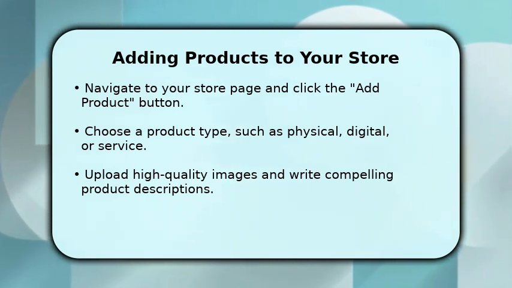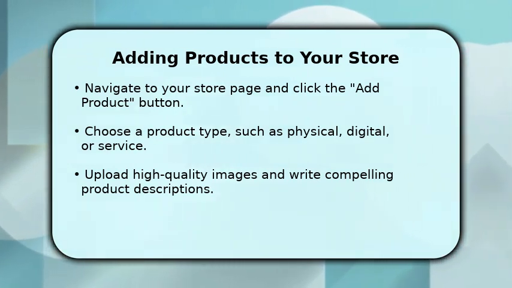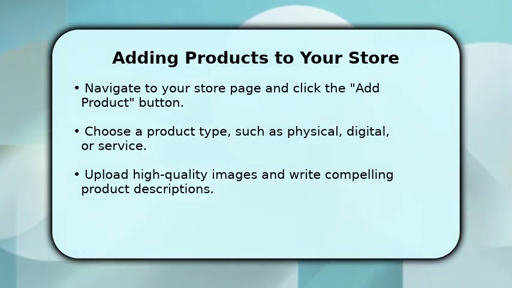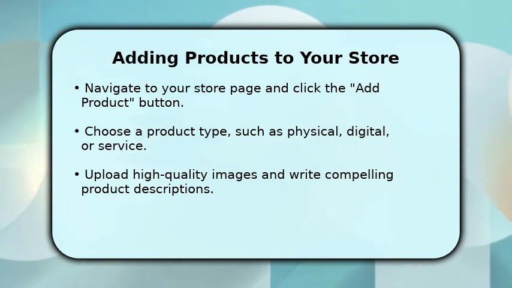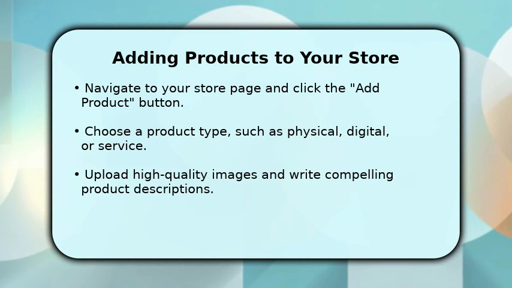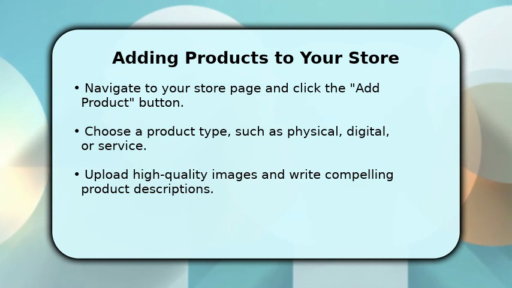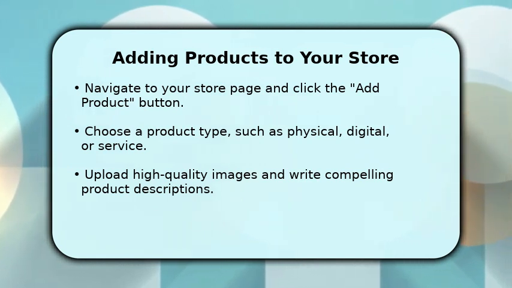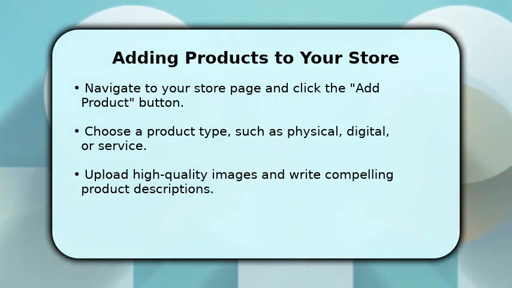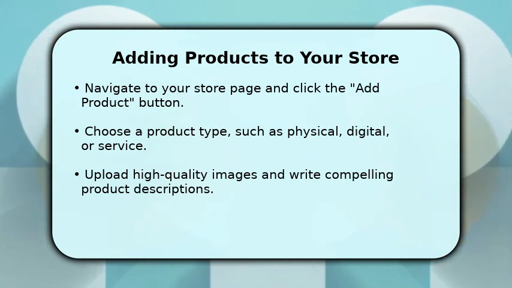Go to your store page and click Add Product. You will then choose the product type, whether it is a physical item, a digital download, or a service. Upload at least 3 high-resolution images for each product and write clear, engaging descriptions. Remember to set your pricing, manage inventory, and define shipping options for every single item.